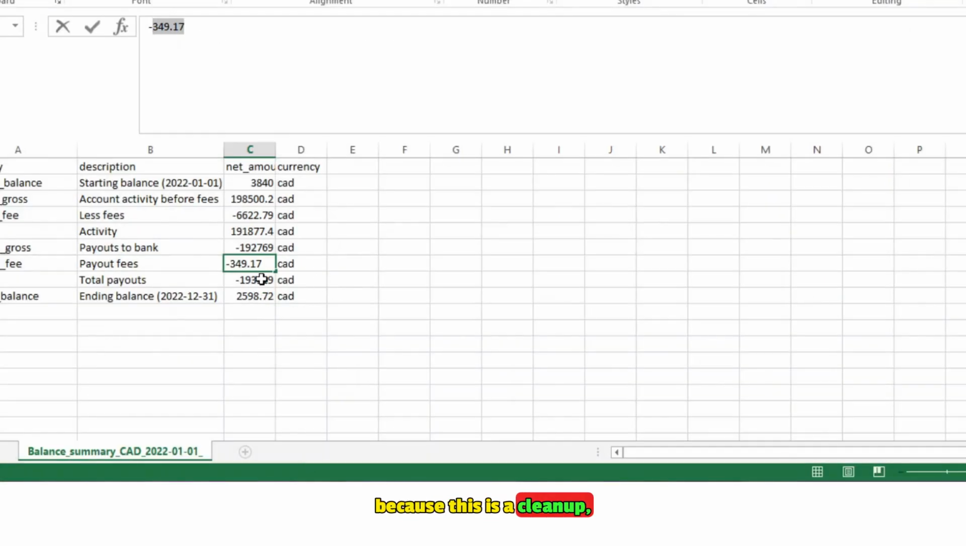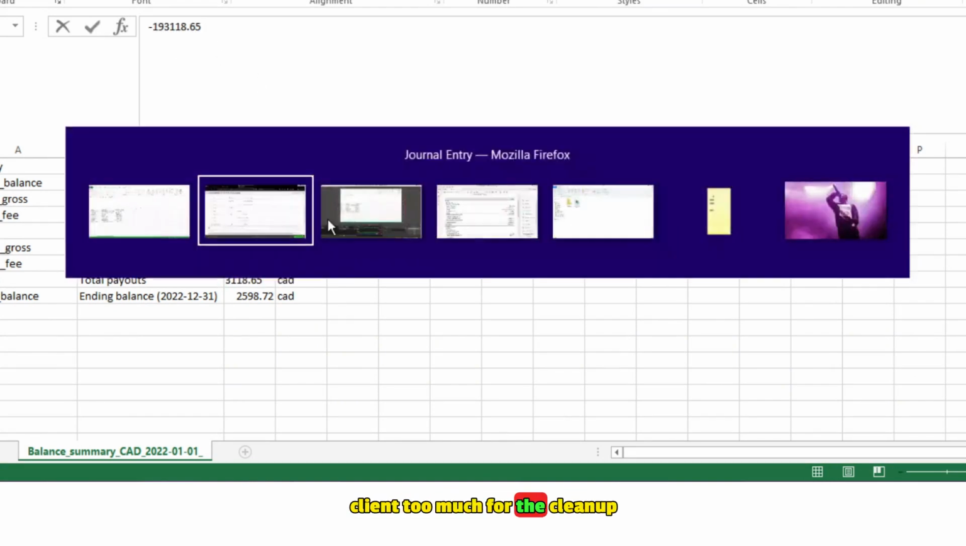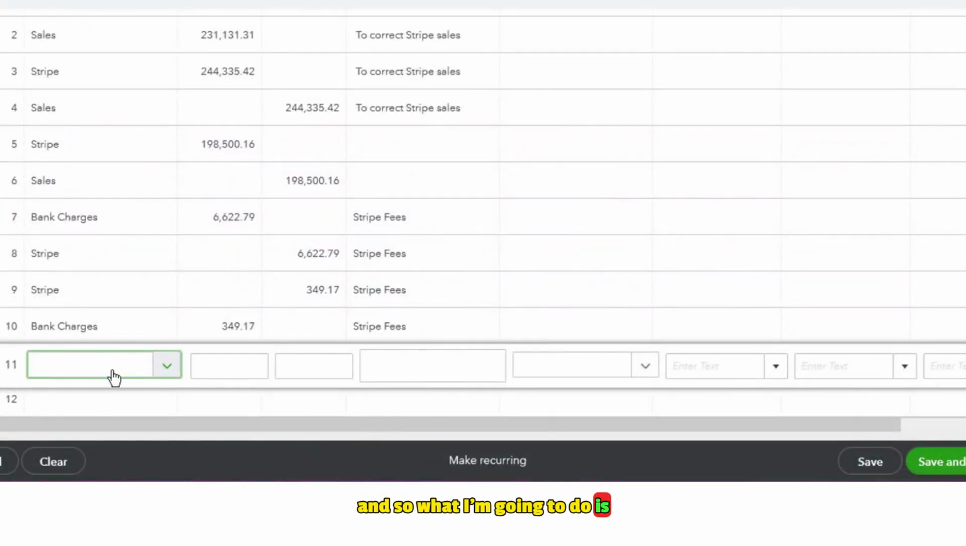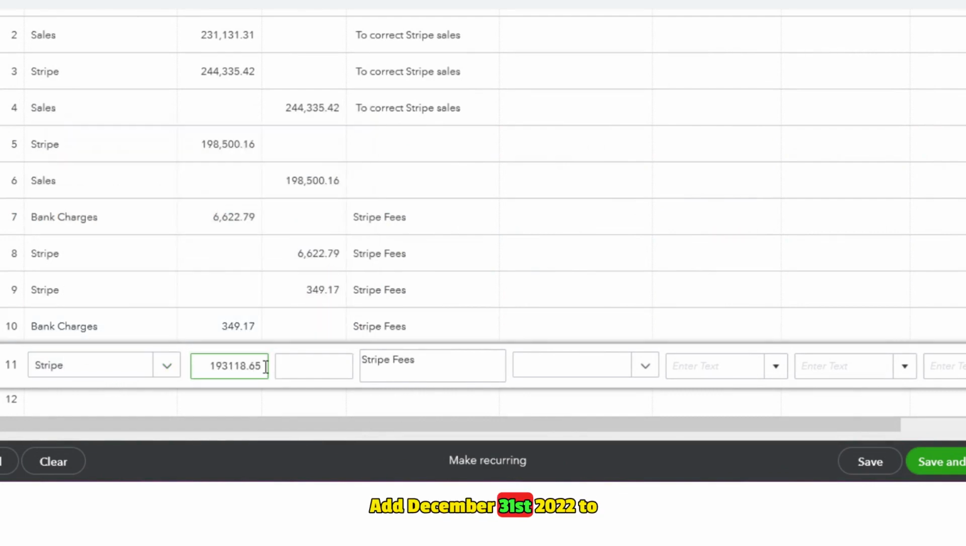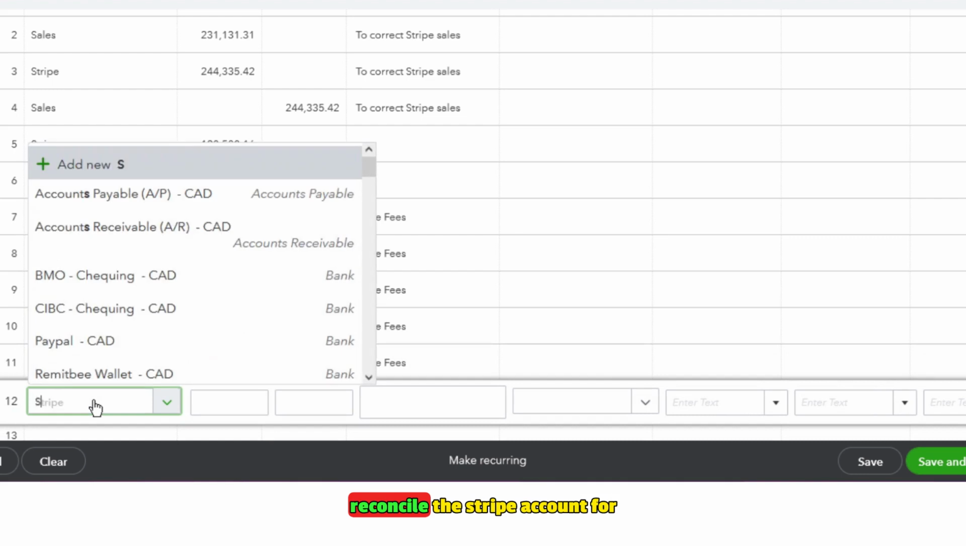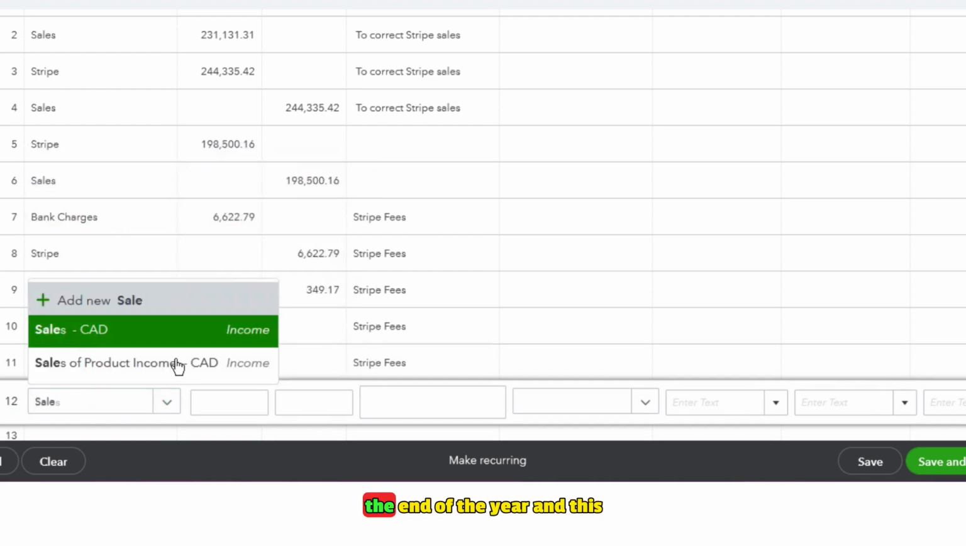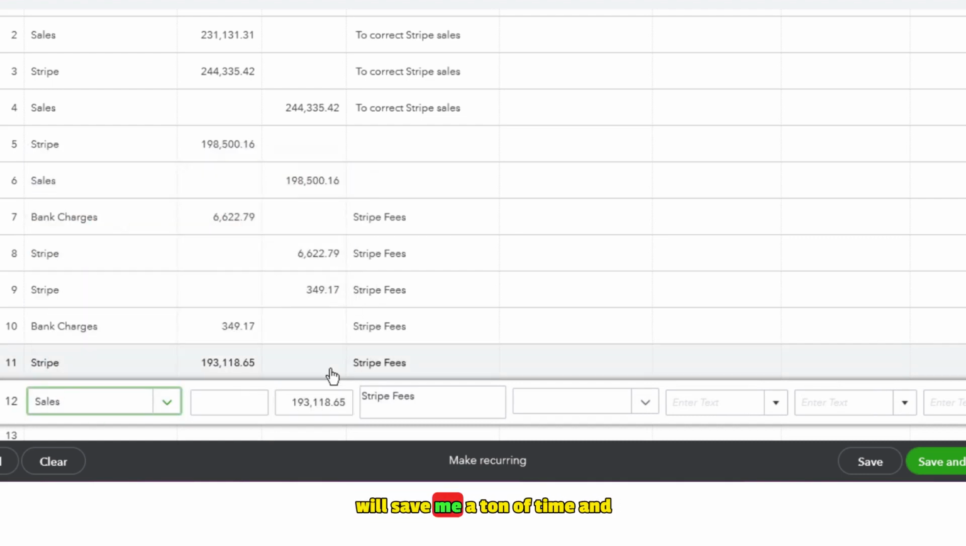Now, because this is a cleanup, I am charging on a per hour basis. I don't want to charge the client too much for the cleanup. And so what I'm going to do is just do one single journal entry for the year at December 31st, 2022 to reconcile the Stripe account for the end of the year. And this will save me a ton of time and save the client a lot of money.